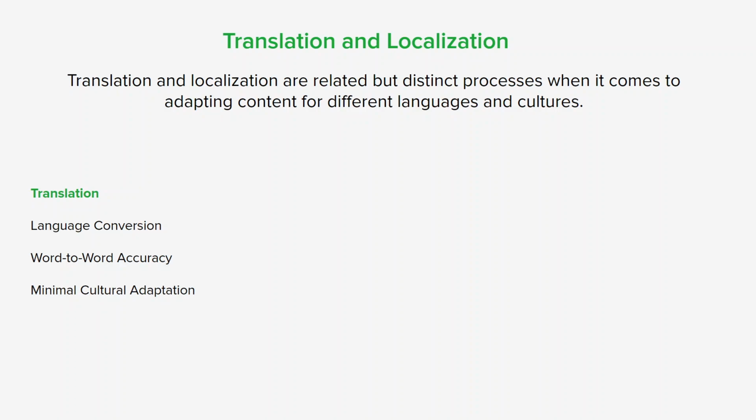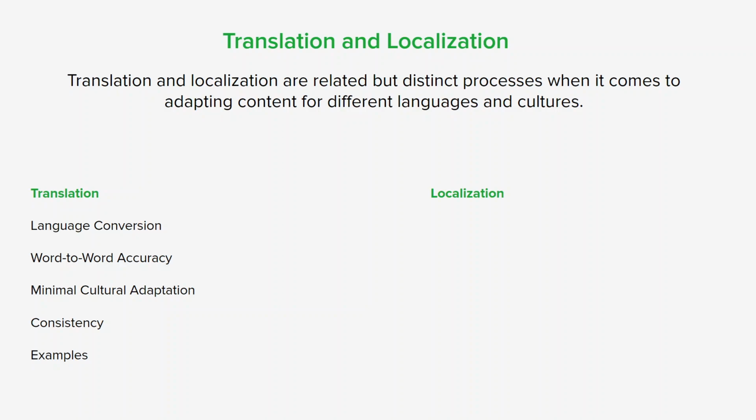Translation may not necessarily address cultural nuances or differences. It assumes that the content once translated will be understood and accepted in the target culture. And in translation, maintaining consistency in terminology and phrasing across different parts is important to ensure clarity and coherence. For example, translating a user manual from English to Spanish, translating a book from one language to another, or offering subtitles for a foreign language film.